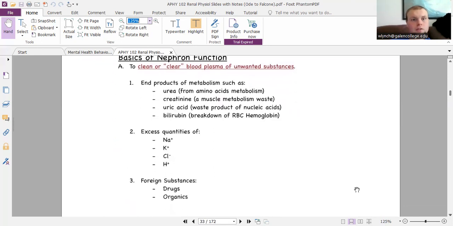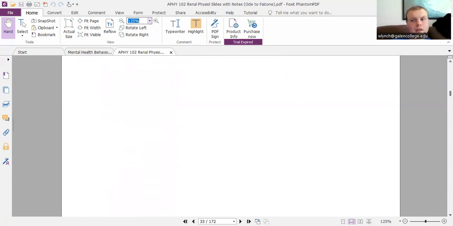All right, so our basis of function here, again, it's to clean or clear the blood plasma of unwanted substances. So we have to get the things out, metabolites, excess quantities of electrolytes, foreign substances like drug metabolites and organics as well.